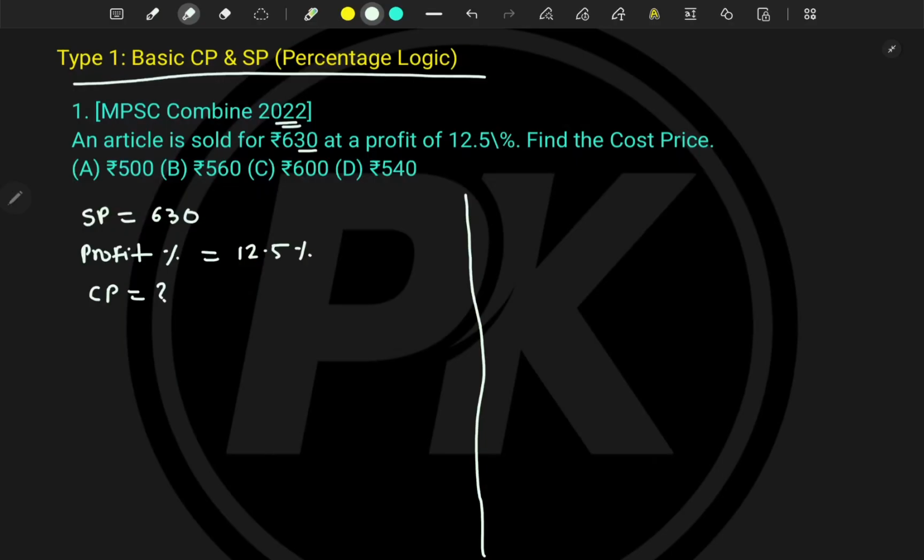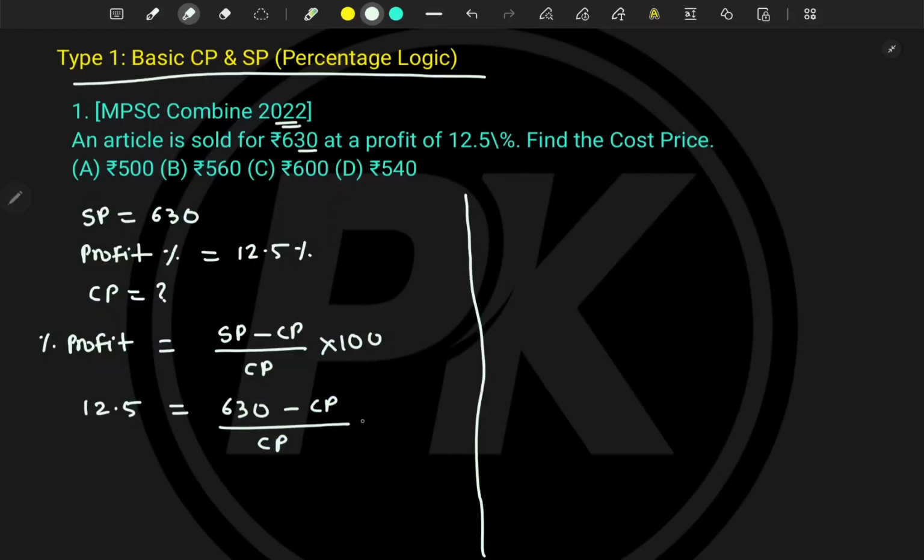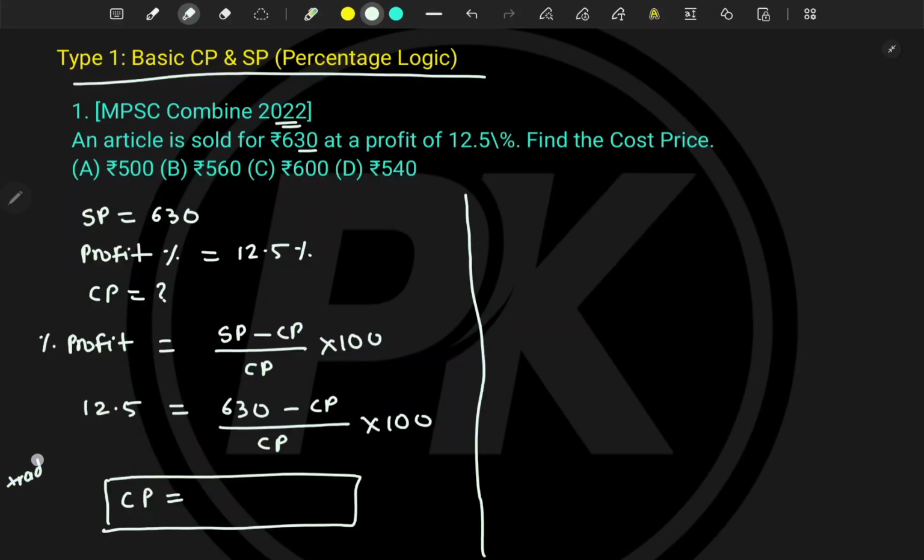Okay, so we have learned just one formula. What was that? This profit percentage or percentage profit is equals to selling price minus cost price divided by cost price into 100. This is just now we have seen. So this 12.5 is equals to selling price is 630, cost price we have to find out, again divided by cost price into 100. So now if you solve this example, you will get the cost price, right? So many calculations you have to bring here and there. So this is our traditional method, right? This is what traditional method.